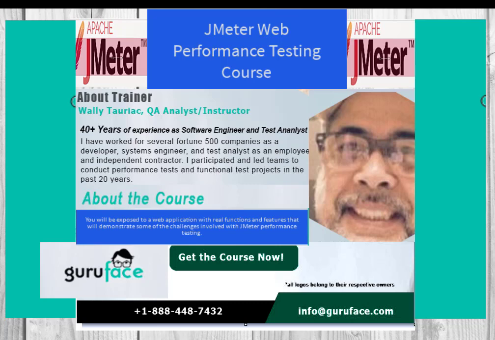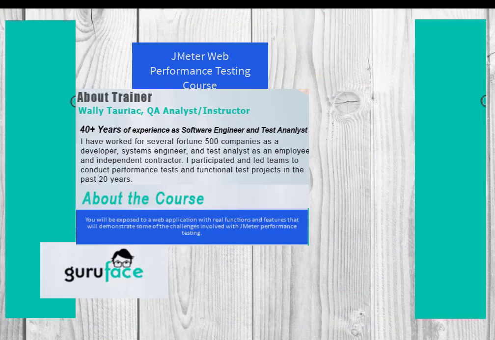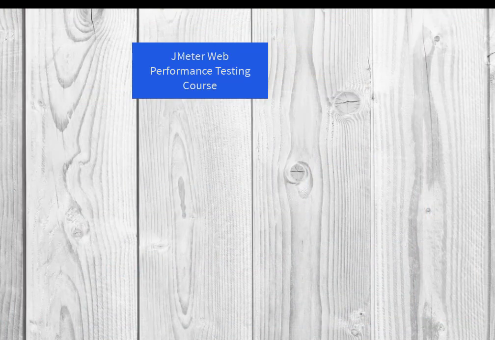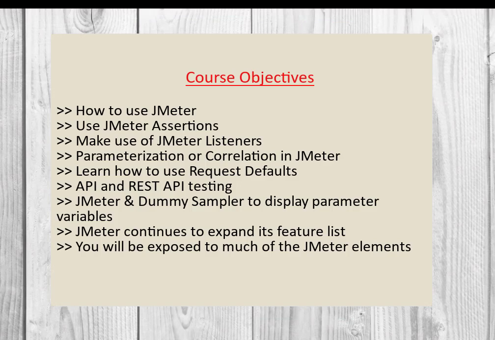You will be exposed to a web application with real functions and features that will demonstrate some of the challenges involved with JMeter performance testing. In this course, you will learn how to use JMeter for web applications to conduct various types of performance tests and analyze test results. You will learn how to use JMeter assertions to manage error handling needs.